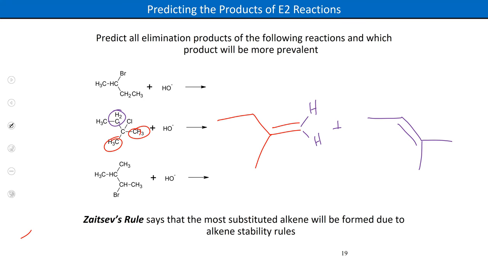Zaitsev's rule is one of those things that, if you draw out the possibilities, it's really easy to apply. When you start with a blank page, it can be a little bit daunting to get them written. So like a lot of our cases, just start drawing what the possible products are, and then you can pick your best product from there.